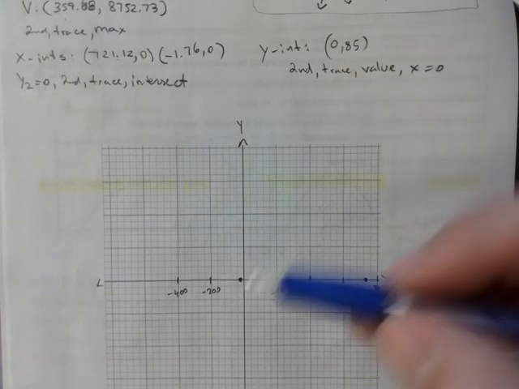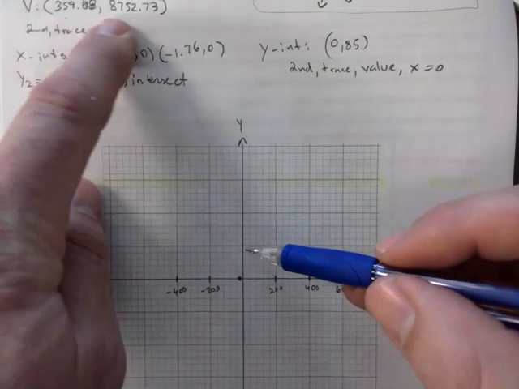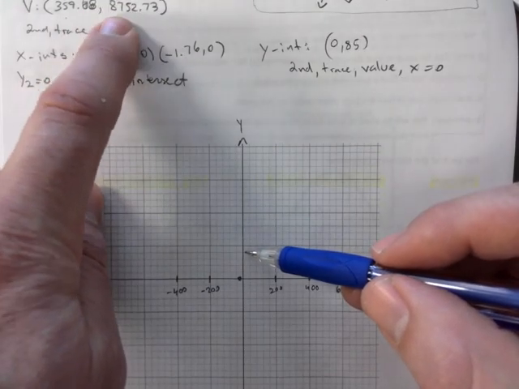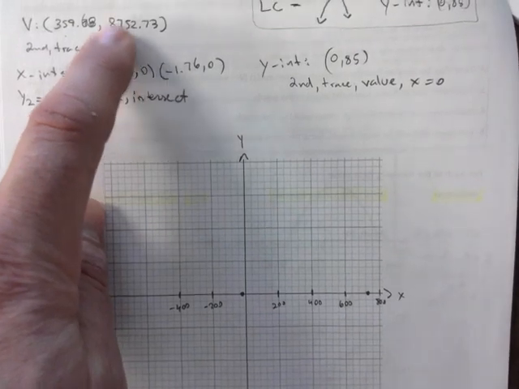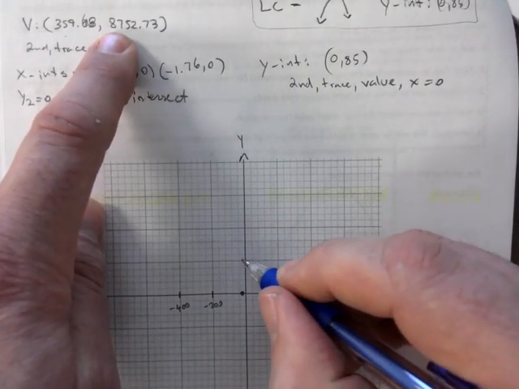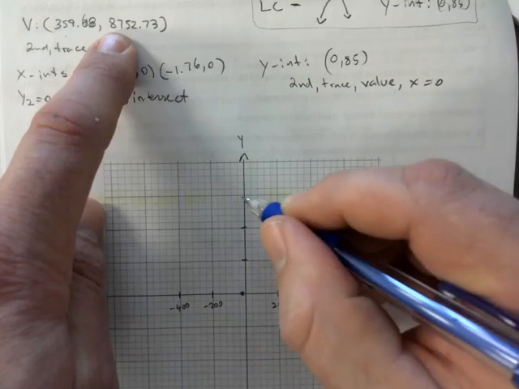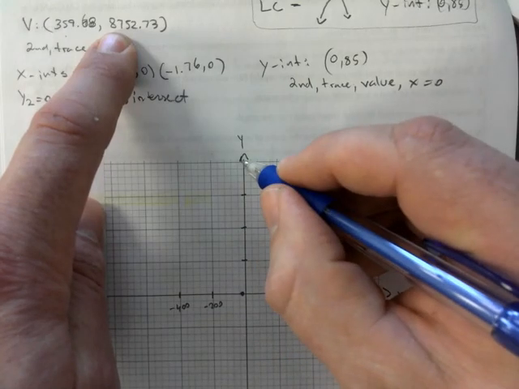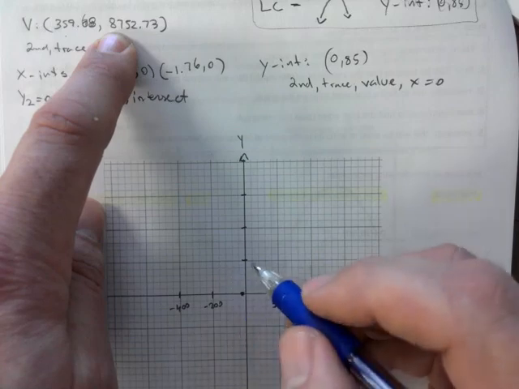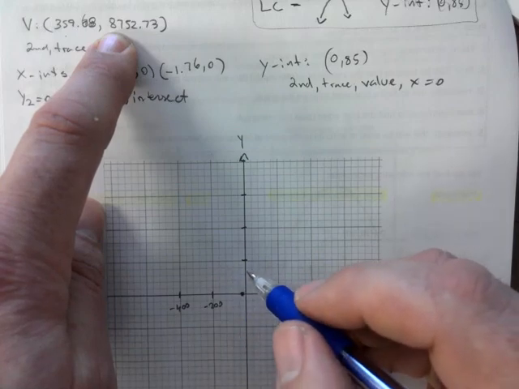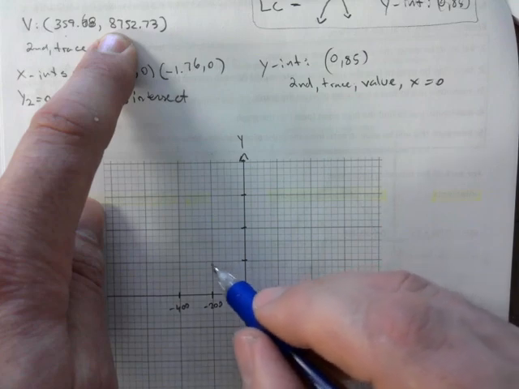So my y-intercept goes to 85, but my vertex goes even higher to 8,700. See that? So I'm going to go 2,000, 4,000, 6,000. That's a little tight still. 2,500 maybe, or 3,000. You could do 3,000.